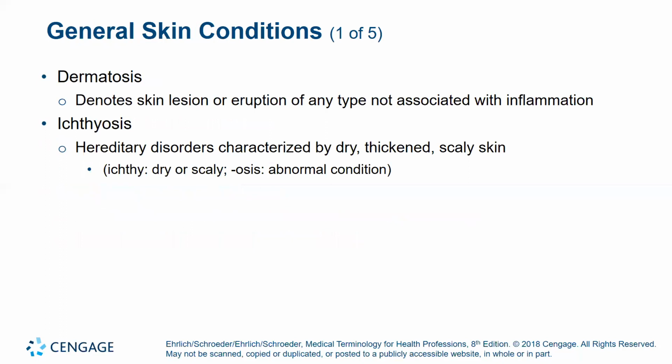Let's take a look at some of our general skin conditions. The first we have is dermatosis. Looking at that term, this often denotes a skin lesion or eruption of any type not associated with inflammation. So it's an abnormal condition, but it's not an inflammation. Next term we have is ichthyosis. This is a hereditary disorder characterized by dry, thickened, scaly skin. Osis is your abnormal condition. Ichthy is dry or scaly. Ichthyosis.